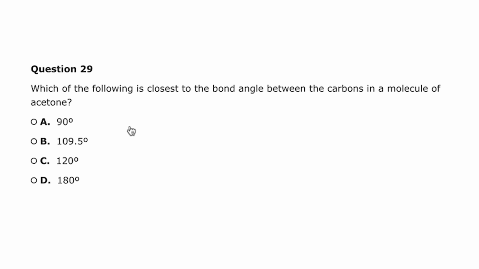All right. Question 29. Which of the following is closest to the bond angle between the carbons in a molecule of acetone? A, 90 degrees, B, 109.5 degrees, C, 120 degrees, or D, 180 degrees. Oh, all right. So I would have to potentially understand what acetone looks like. And all I know is that it comes in a bottle and my wife uses it to take off nail polish sometimes. Right, exactly. That's the only shape that I know. Yeah, I know the smell of it.